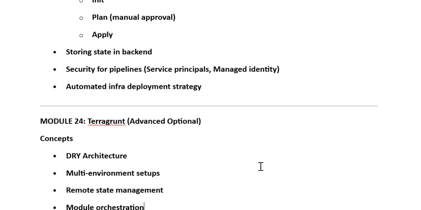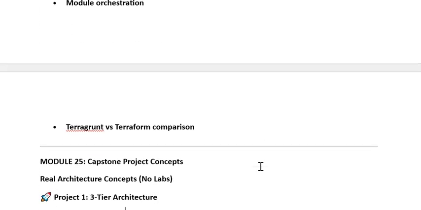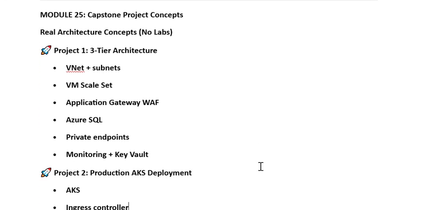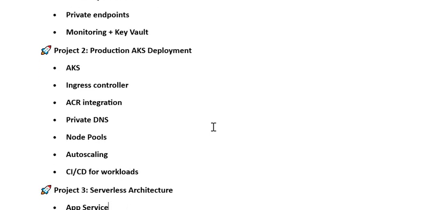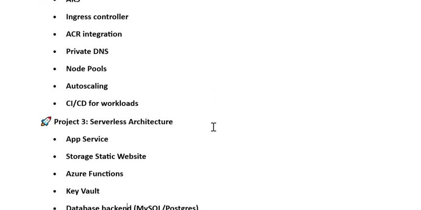And Terragrunt, which is an advanced one, will be discussed later. And coming to module 25, here I will explain and give a lab on real architecture concepts: three-tier architecture, VNet, subnet, VM scale set, application gateway, WAF, and Azure concepts. These would be used in the labs and production AKS deployment. What is required for AKS: ingress security, ACR integration, private DNS, node pools, auto scaling, CI/CD for the workload. Everything I will explain.